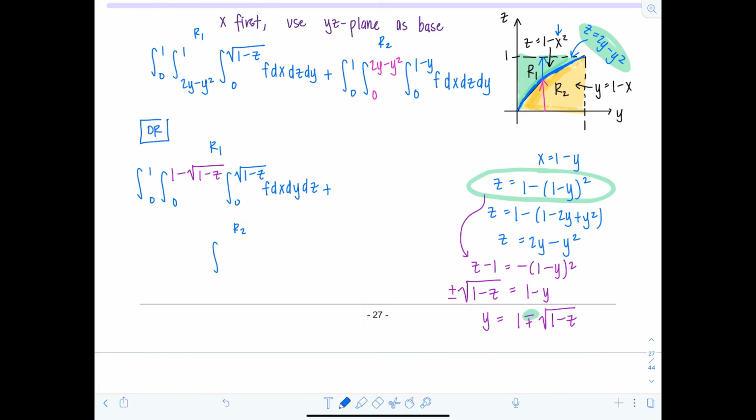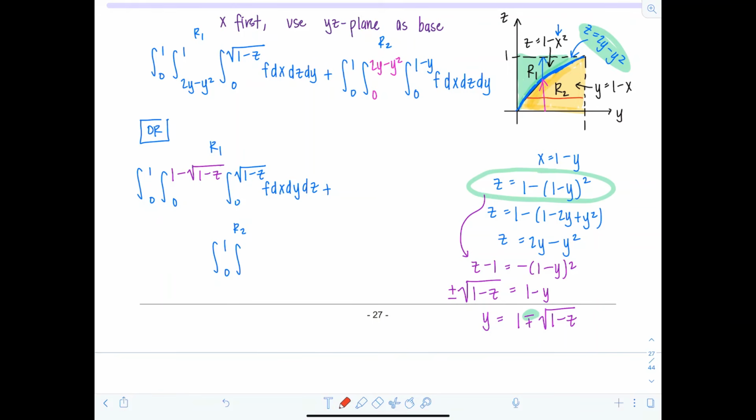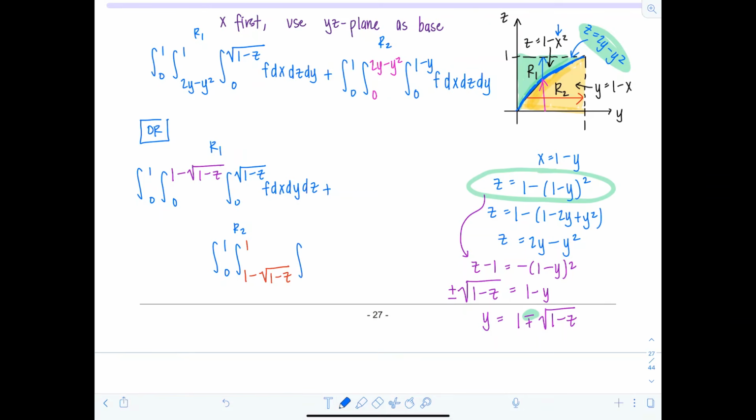Dy dz. And then limits for z in region 2, again, are from 0 to 1. For y in region 2, notice it's going to go from the curve up until 1. So this time you're going to go from the curve, 1 minus rad 1 minus z, up until 1. And then limits for x stay the same as they were for region 2 before. So 0 to 1 minus y. And then you have f dx dy dz. That one's definitely a doozy. Okay, but it's a great mental exercise, you know.